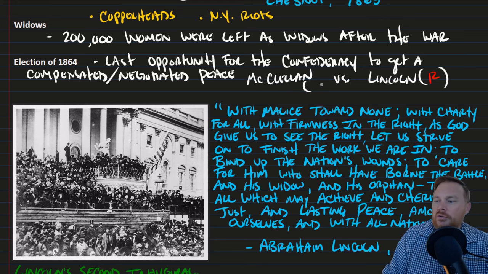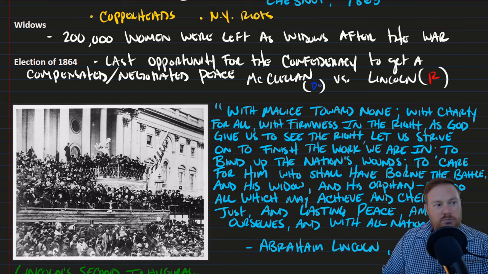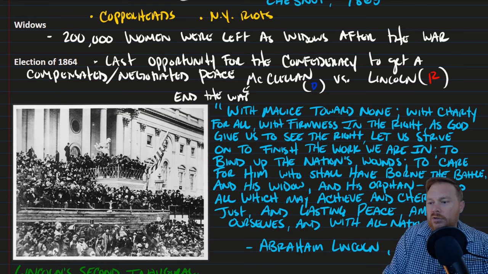And this is one of those things in which you really couldn't write a better script, because McClellan, who used to be the general of the Union Army, had been fired by Lincoln. Lincoln and McClellan hated each other. And McClellan himself, when he ran for presidency in 1864, had a very clear position, and that was end the war. And so the question was left up to the American public.